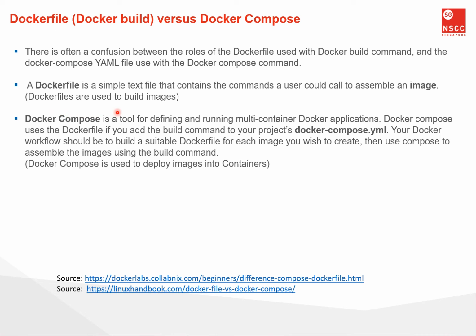The Docker Compose is slightly different. It's a tool for defining and running multiple Docker containers. So if you have an application that requires several containers, Docker Compose is the way for you to orchestrate or make these different containers work together. Docker Compose uses the Docker file to build the individual instances, and your Docker workflow should build a suitable Docker file for each of the images you want to create, and then use Docker Compose to assemble those images using the build command. So Docker Compose is mainly used to deploy images or groups of images into containers instead of just building the image itself.